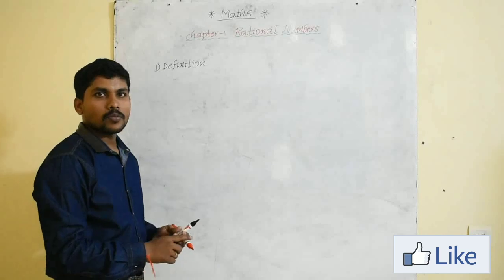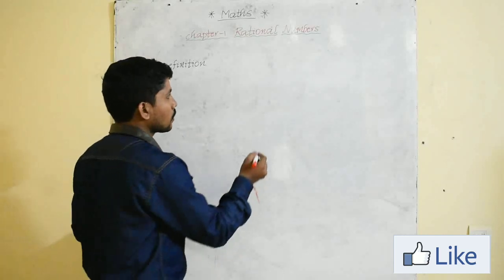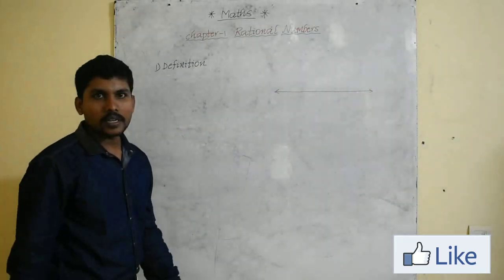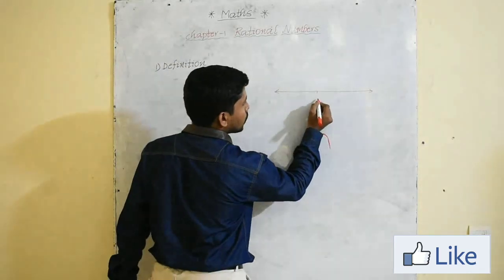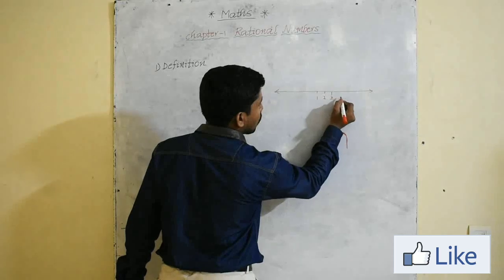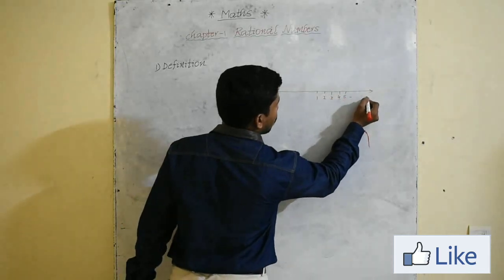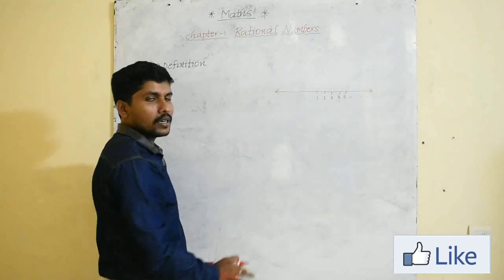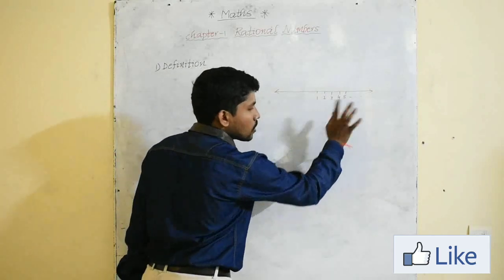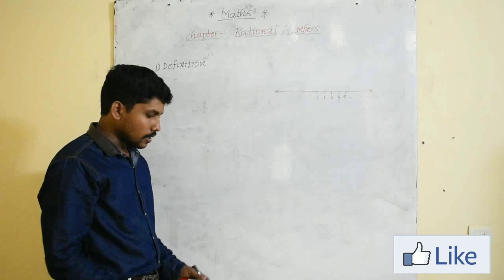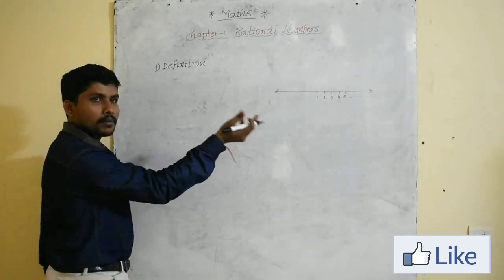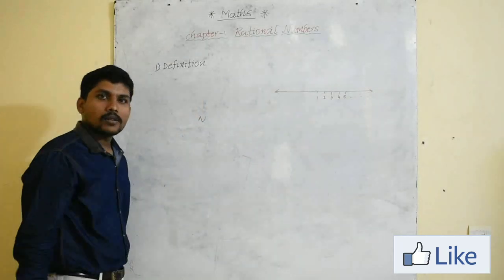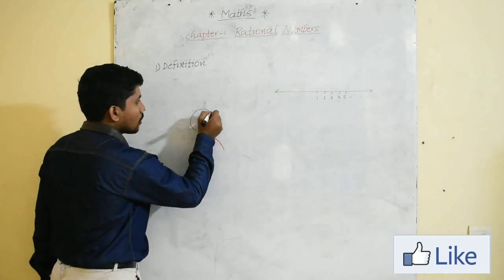For that, we will take a small number line for clear understanding. Here I am taking a number line where I am starting numbers from 1 till infinity. So we already know that the numbers which start from 1 are natural numbers. I am taking a diagrammatic representation on the left side. If you clearly observe, all the numbers I have taken are natural numbers.